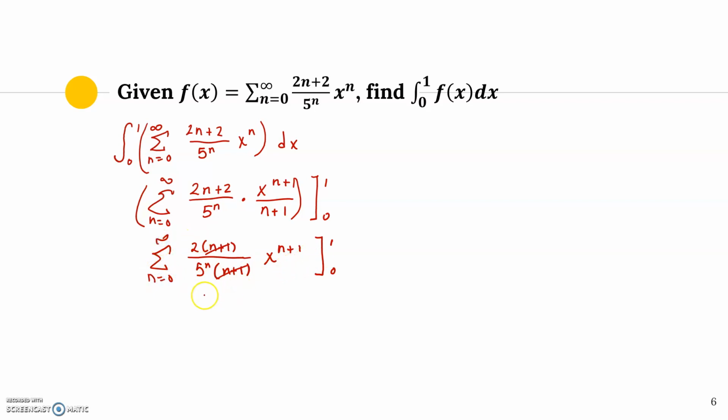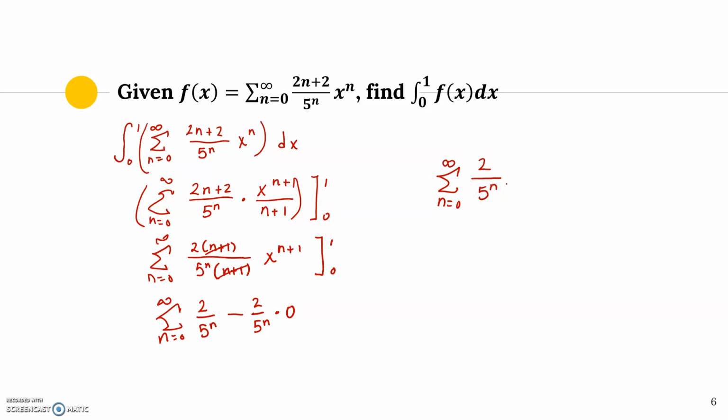If I plug in 1, I get 2 over 5 to the n times 1 to the n plus 1. Well, that's just always going to be 1. If I plug in 0, I get 2 over 5 to the n times 0. And I'm taking the sum of that from n equals 0 to infinity. It's no longer a power series. Now it is just an infinite series. So we have the series from n equals 0 to infinity of 2 over 5 to the n.